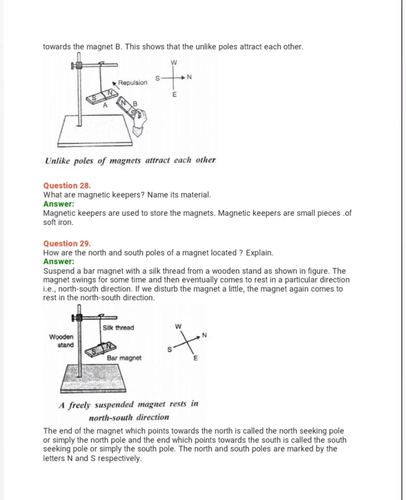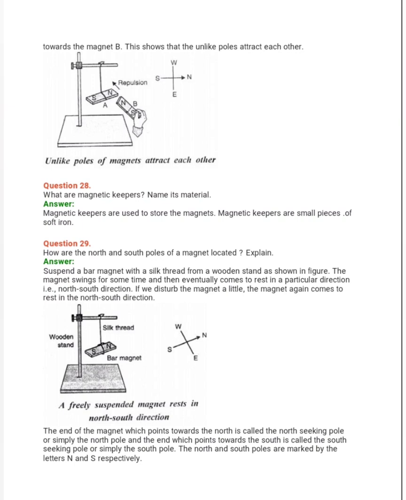Question 29. How are the north and south poles of a magnet located? Explain. Answer. Suspend a bar magnet with a silk thread from a wooden stand as shown in figure. The magnet swings for some time and then eventually comes to rest in a particular direction, that is north-south direction. If we disturb the magnet a little, the magnet again comes to rest in the north-south direction. As shown in the diagram, you have to make this diagram again. A freely suspended magnet rests in north-south direction.